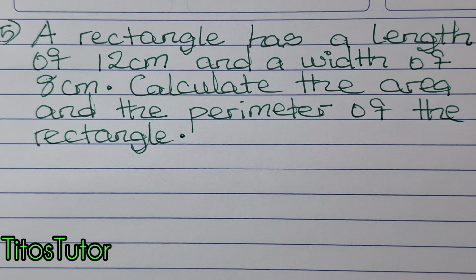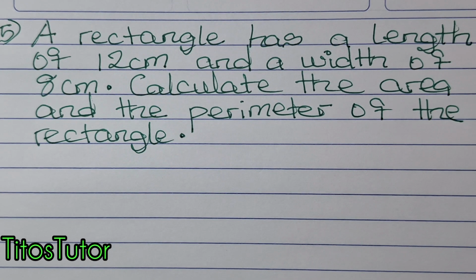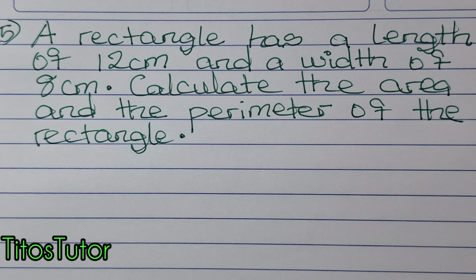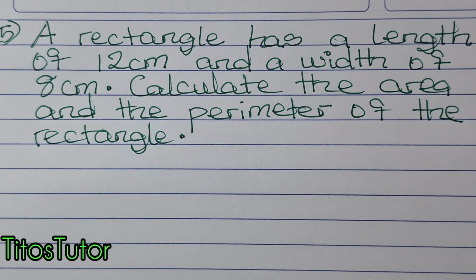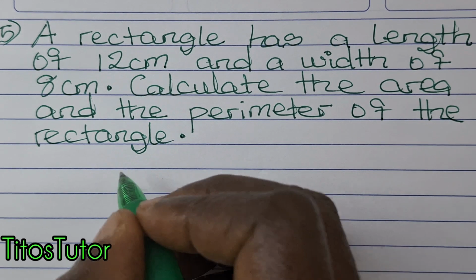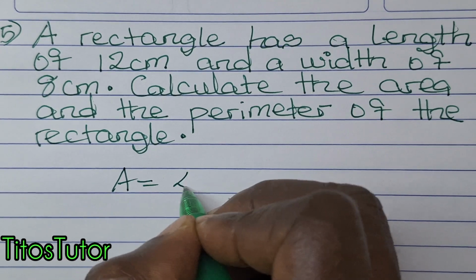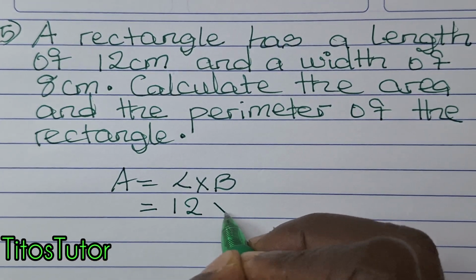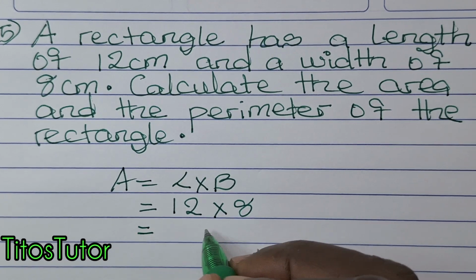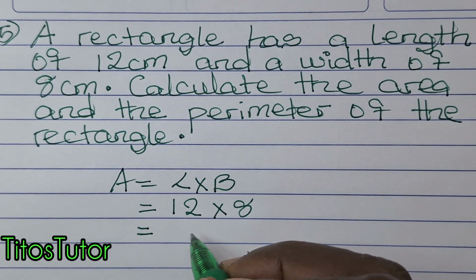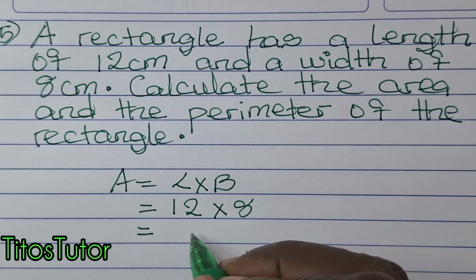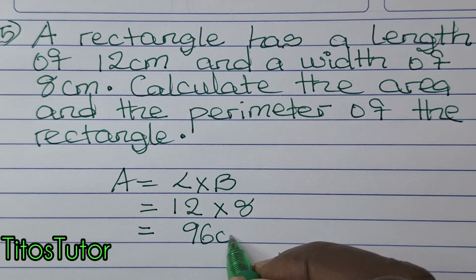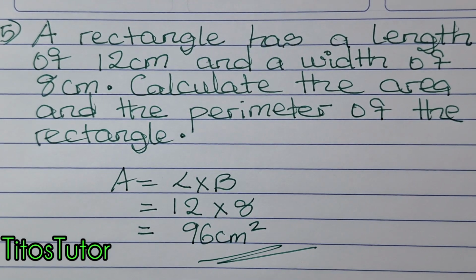Question 5. A rectangle has a length of 12 cm and a width of 8 cm. Calculate the area and the perimeter of the rectangle. Okay, this one is pretty straightforward. Area of a rectangle is length times breadth. So all I need to do is 12 times 8, and that's going to give me 96, and I am done.